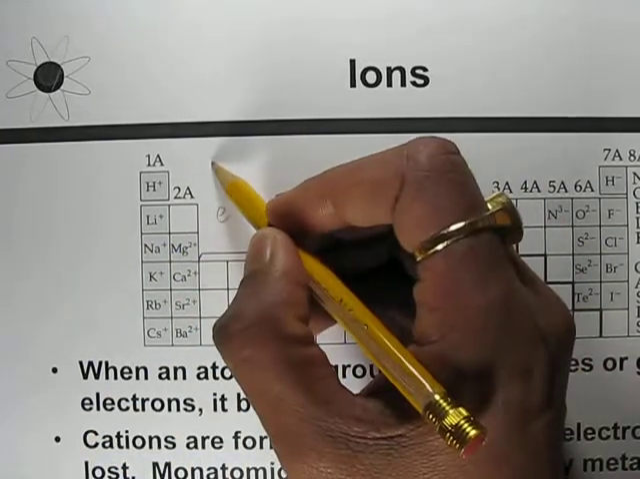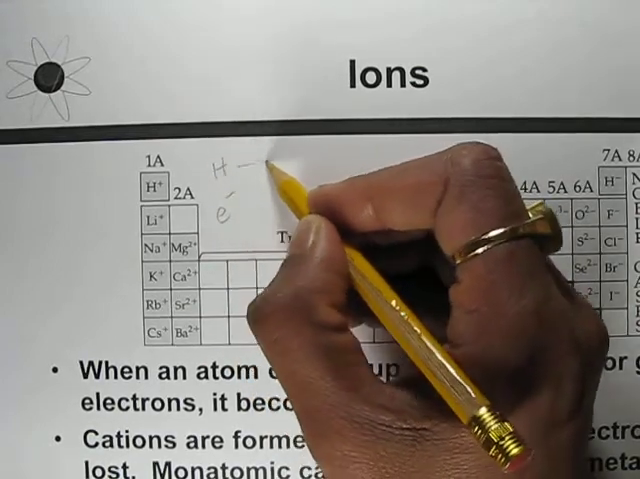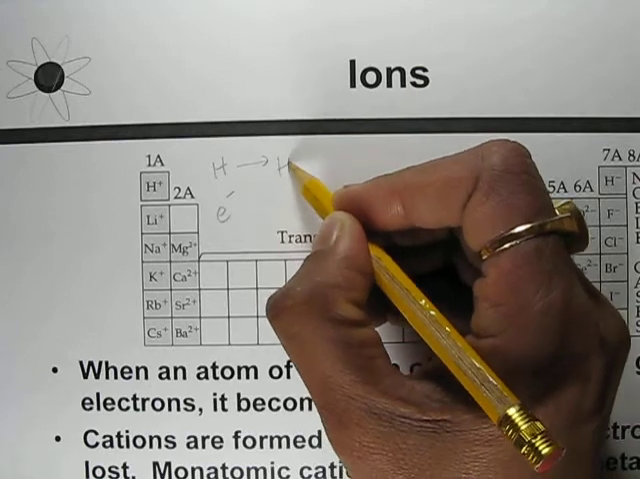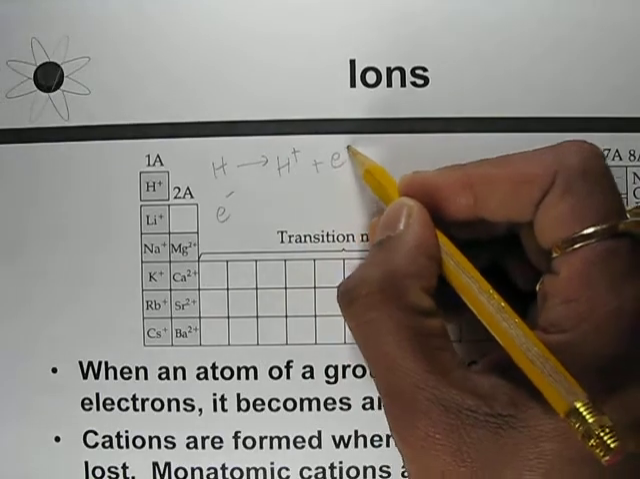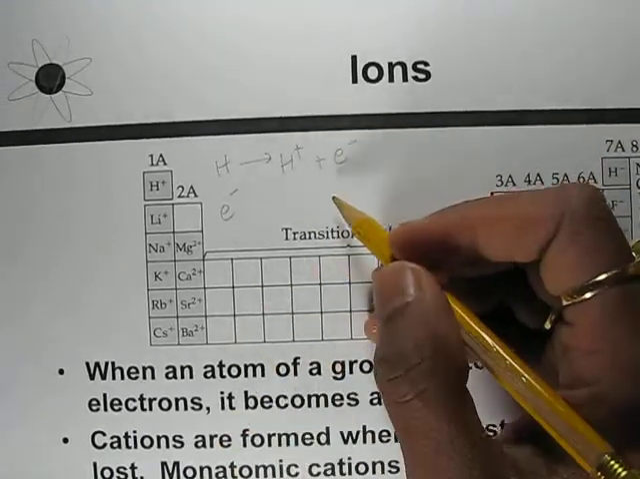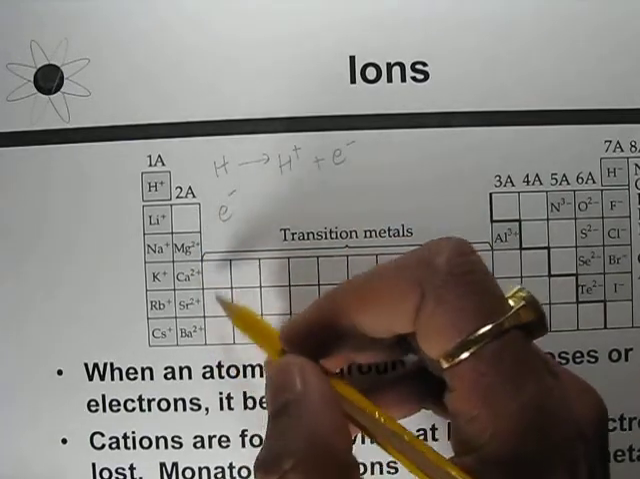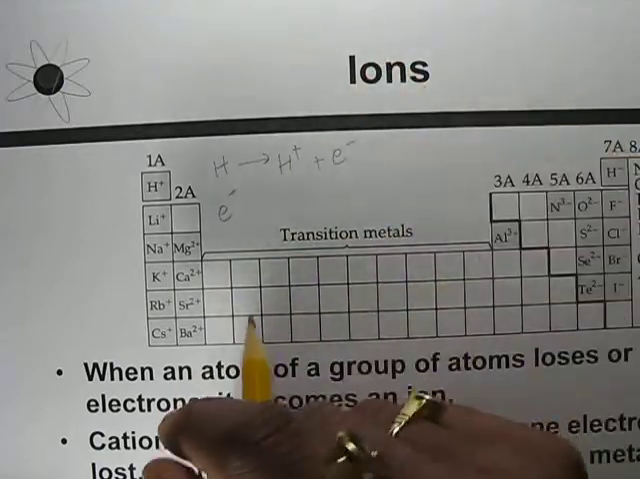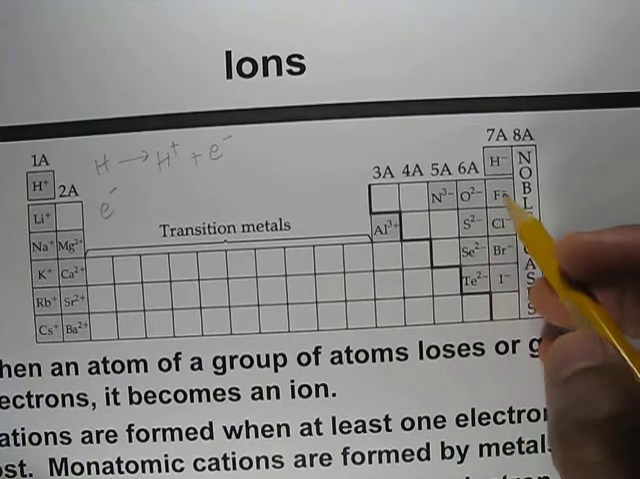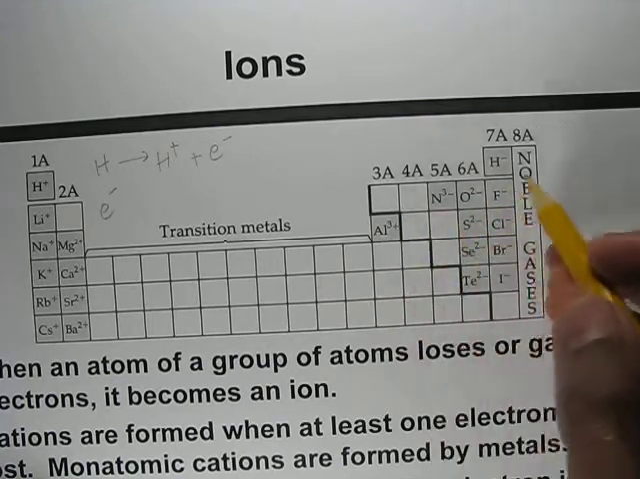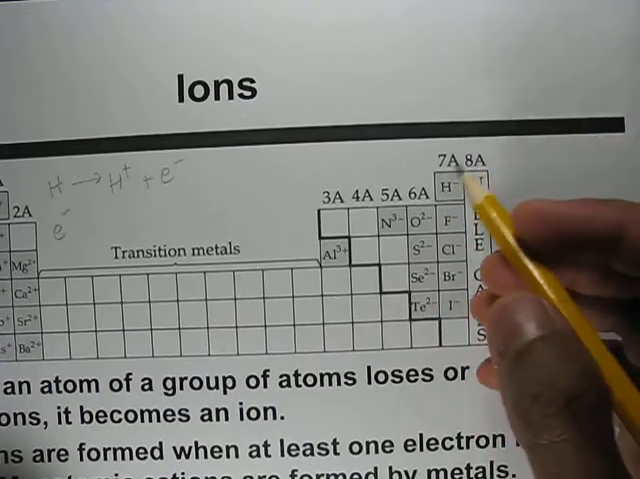So if hydrogen has 1 electron and 1 proton, when it loses 1 electron, it gets 1 positive charge, right? Similarly, calcium and barium in this group, mostly the metals lose 2 electrons, that is why they get 2 plus. However, in case of aluminum it is 3 plus, and non-metals have a tendency to gain electrons.